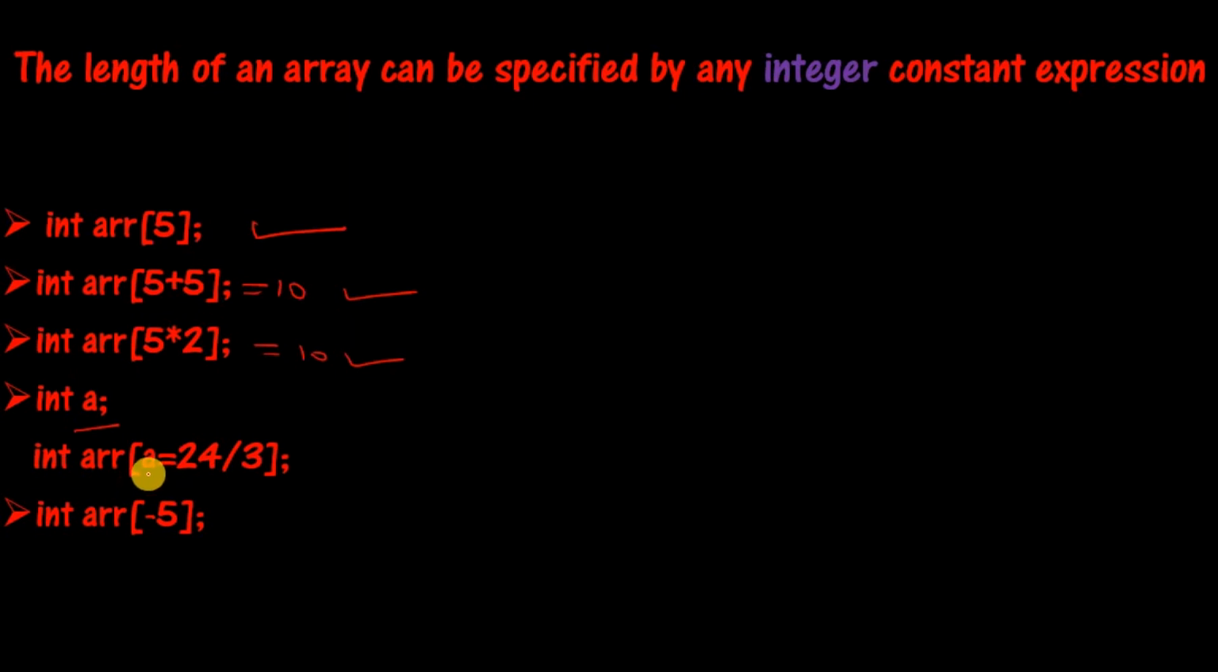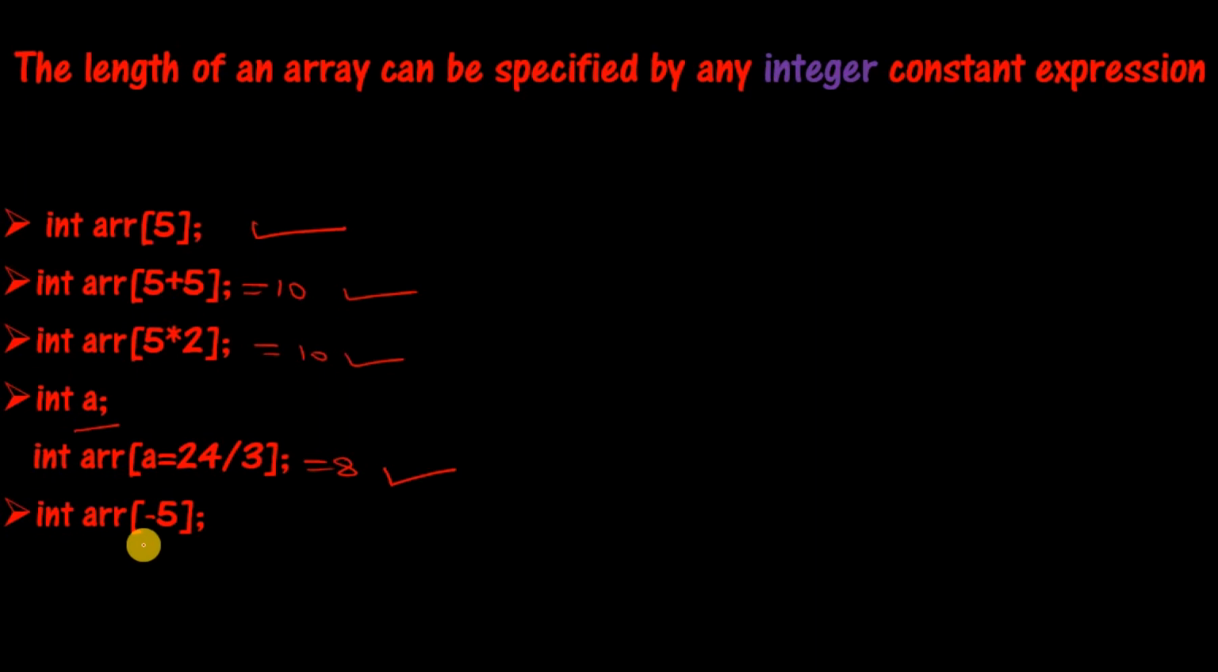Or you can declare a variable, and inside the square bracket use the variable, with an expression like 24 divided by 3, which is equal to 8. 8 is the value assigned to the variable. So finally size is equal to 8, which is right.